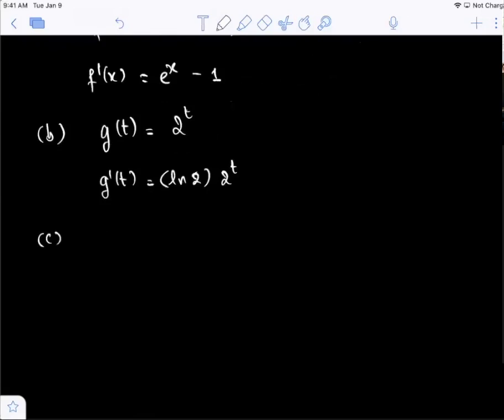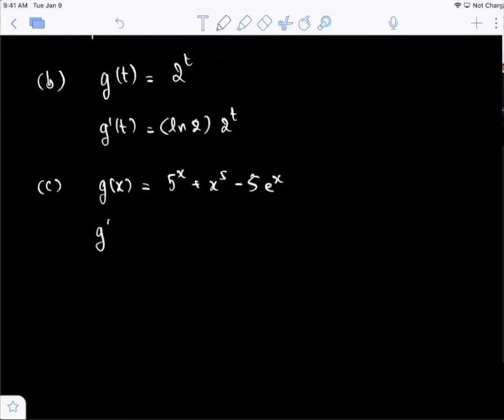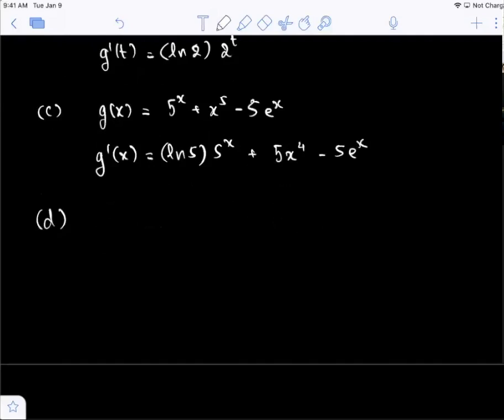Part c, g of x equals 5 to the x plus x to the 5th power minus 5 times e to the x. All right, so the derivative of 5 to the x is ln of 5 times 5 to the x, plus the derivative of x to the 5th power, which is 5 times x to the 4th, then minus 5 times the derivative of e to the x, which is just e to the x. So let's move on to the next example.